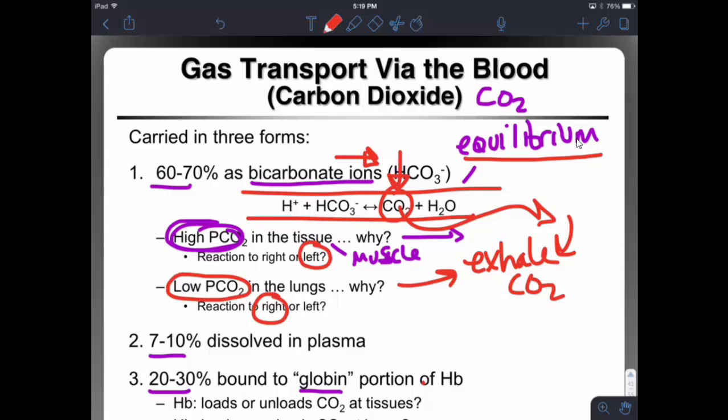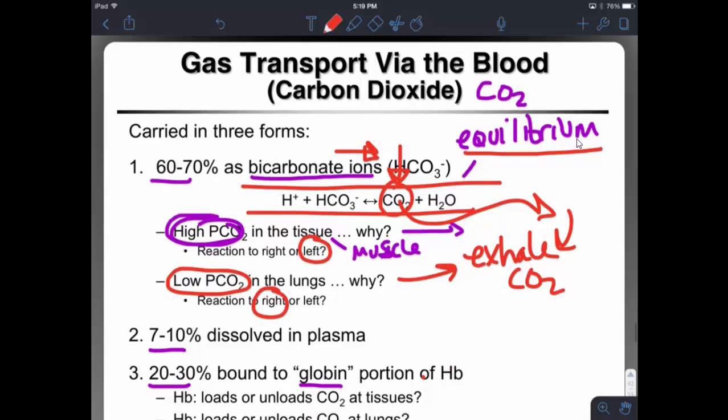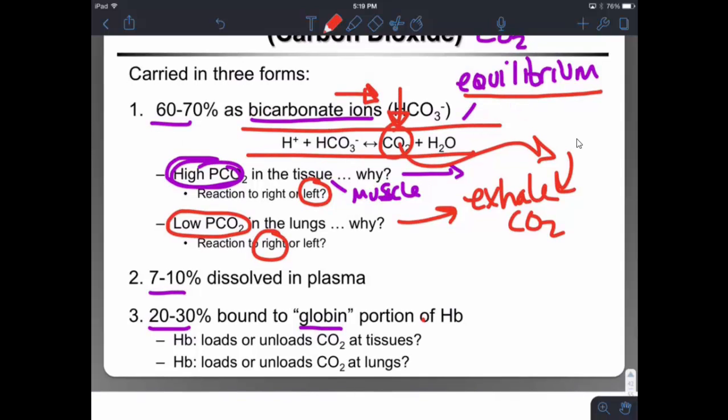All right, 7 to 10% is dissolved in plasma. That's pretty straightforward. And then 20 to 30% of it is bound to the globin portion of hemoglobin. And hemoglobin will load and unload CO2, just like it loads and unloads oxygen. Same basic process. What do you think it does in the tissues?